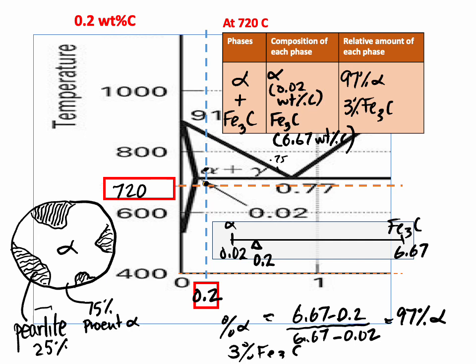And the perlite consists of 3% cementite plus 22% alpha. That adds up to 25. And the alpha that's pro-eutectoid, 75, plus the alpha that's in the perlites, 22, adds up to 97% alpha, which is what I have.